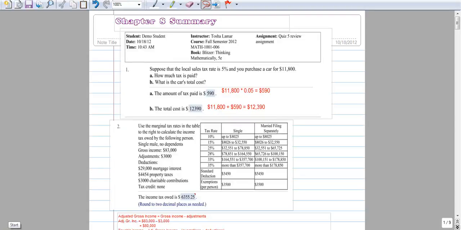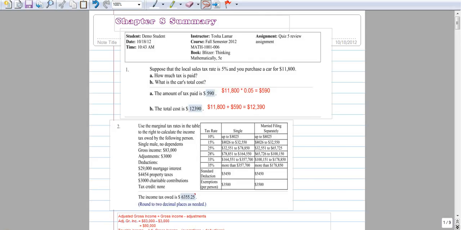Hi everyone, we're going to go through a summary of Chapter 8. I've got a few questions here that should cover everything that will be on your quiz for Chapter 8 and hopefully explain anything that you may have been confused about in this chapter.